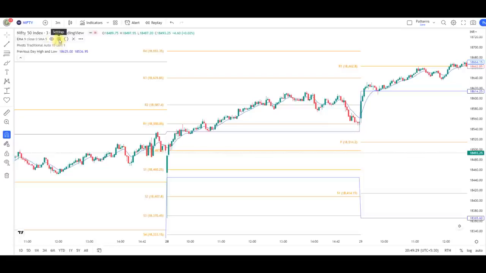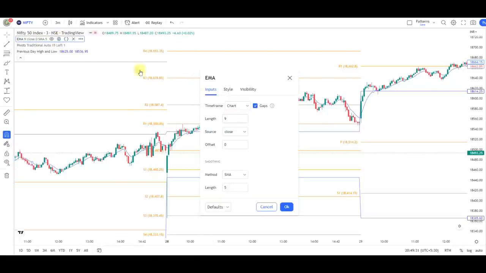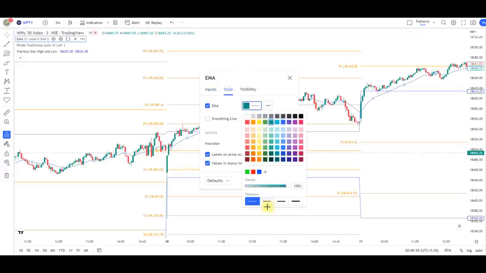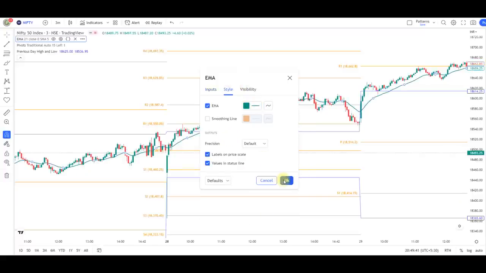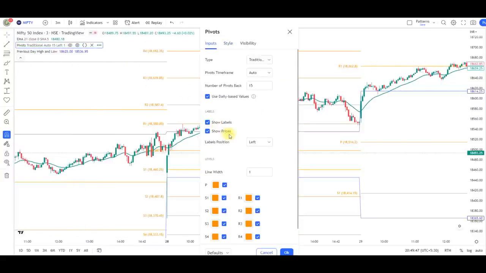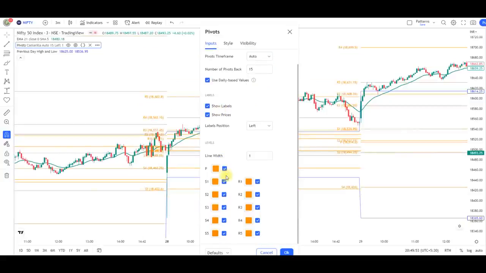Now we change the settings of EMA here. Select the settings. In inputs, we need the length as 21 and go to style and I'm changing the color to green and click on OK. And for pivot point standard, I am selecting the settings. Go to inputs. The type we have to change to Camarilla here and we have to select only S3 and R3.